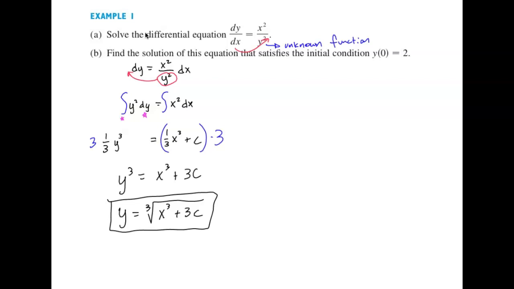Part B gives us an initial condition. y of 0 equals 2. Part B asks us to solve for the initial condition y of 0 equals 2. So that's just going to allow us to solve for C, right? And go from a family of functions to a specific solution, one function. And so all I'm going to do is plug in 0 for x, plug in 2 for y, and then I'll have enough information to solve for C. So if I did that, 2 equals the cube root of 0 cubed plus 3C.